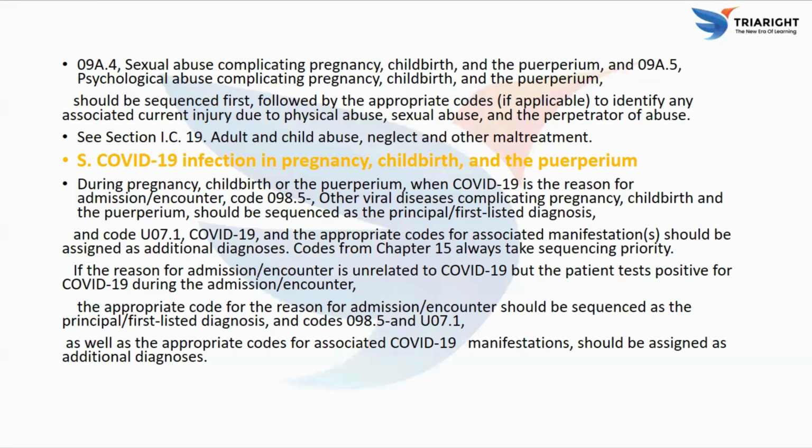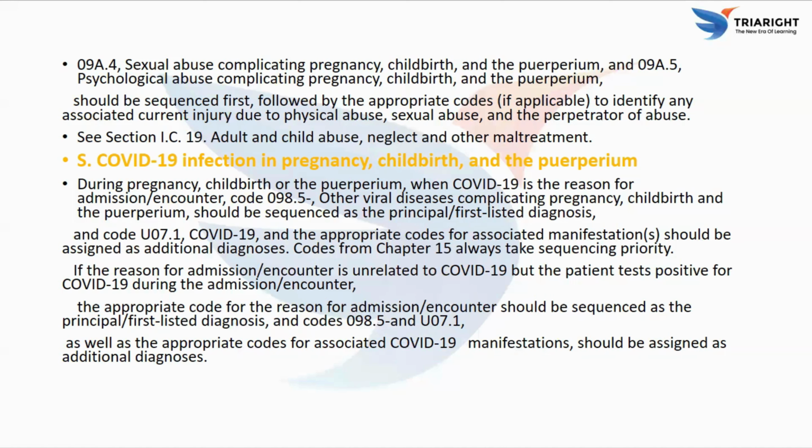So why this sequence? Because in pregnancy, O codes always take the priority even if COVID is the main problem. And what is part 2? When COVID-19 is not the main reason for admission. Sometimes the patient is admitted for another reason, for example, labor pain or hypertension, but she also tests positive for COVID-19 during the stay. So in this case, how would you code?